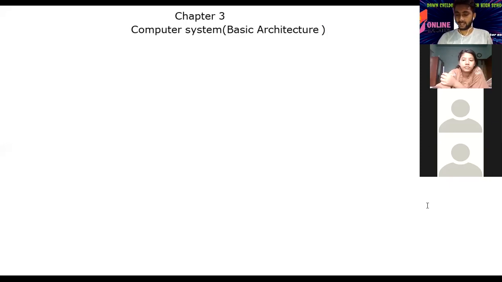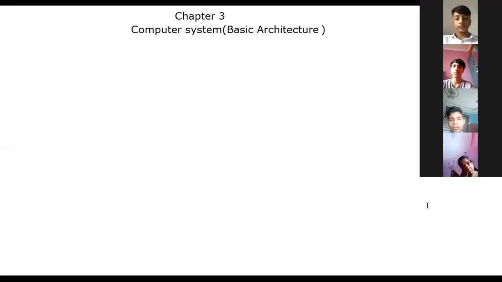In the last class I explained it with a diagram. One figure is there of computer system. That is also the internal structure of a computer. That means how our computer system works internally.